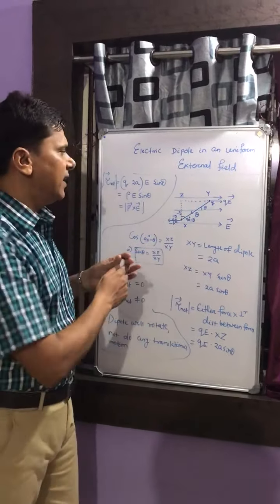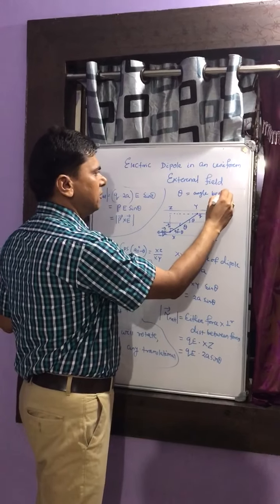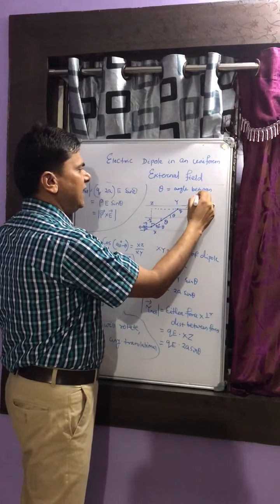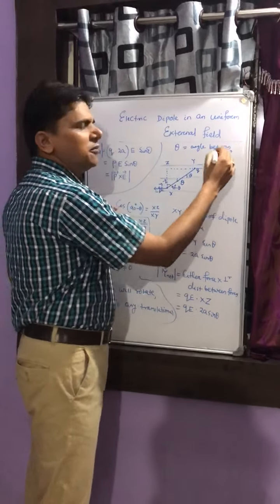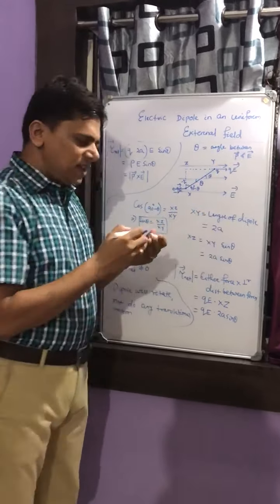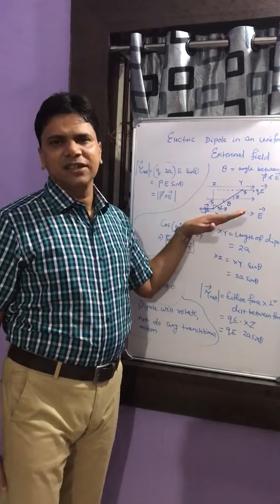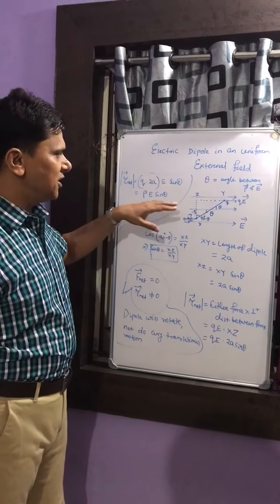Theta is the angle made by, that is, the angle between P and E. What is P? P is the electric dipole moment and E is the electric field. So theta is the angle between these two.